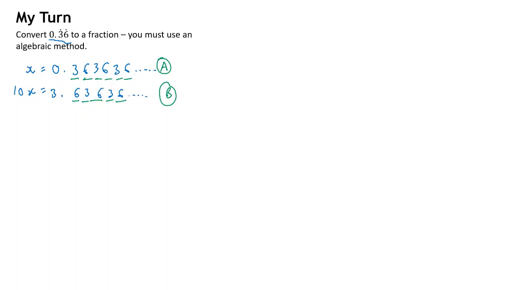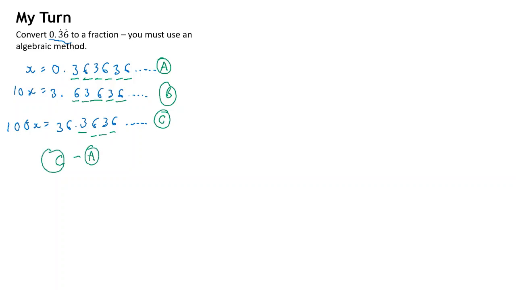This time, let's work out what 100x would be. We'll times by 10 again, so 36.3636. And this one we can call equation C. Now, C after the decimal point goes 363636, which means A and C are exactly the same. So we can do C take away A.